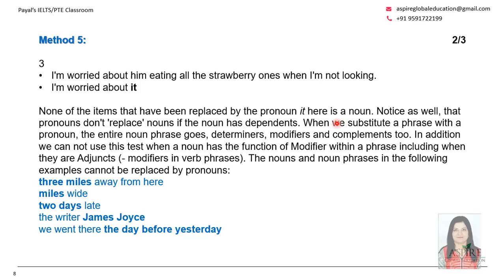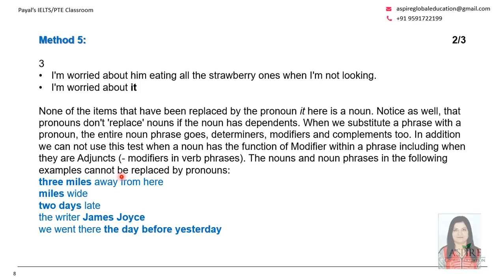So none of the items that have been replaced by the pronoun it here is a noun. When I talk about a noun here, I am talking about a single word noun, as a subject or an object. What I mean to say is that these words are basically a noun phrase or a clause. They're not a single word noun. And this whole group of words is replaced by a pronoun it. So notice as well that pronouns don't replace nouns if the noun has dependents. When we substitute a phrase with a pronoun, the entire noun phrase goes, and even your modifiers, determiners and complements too.